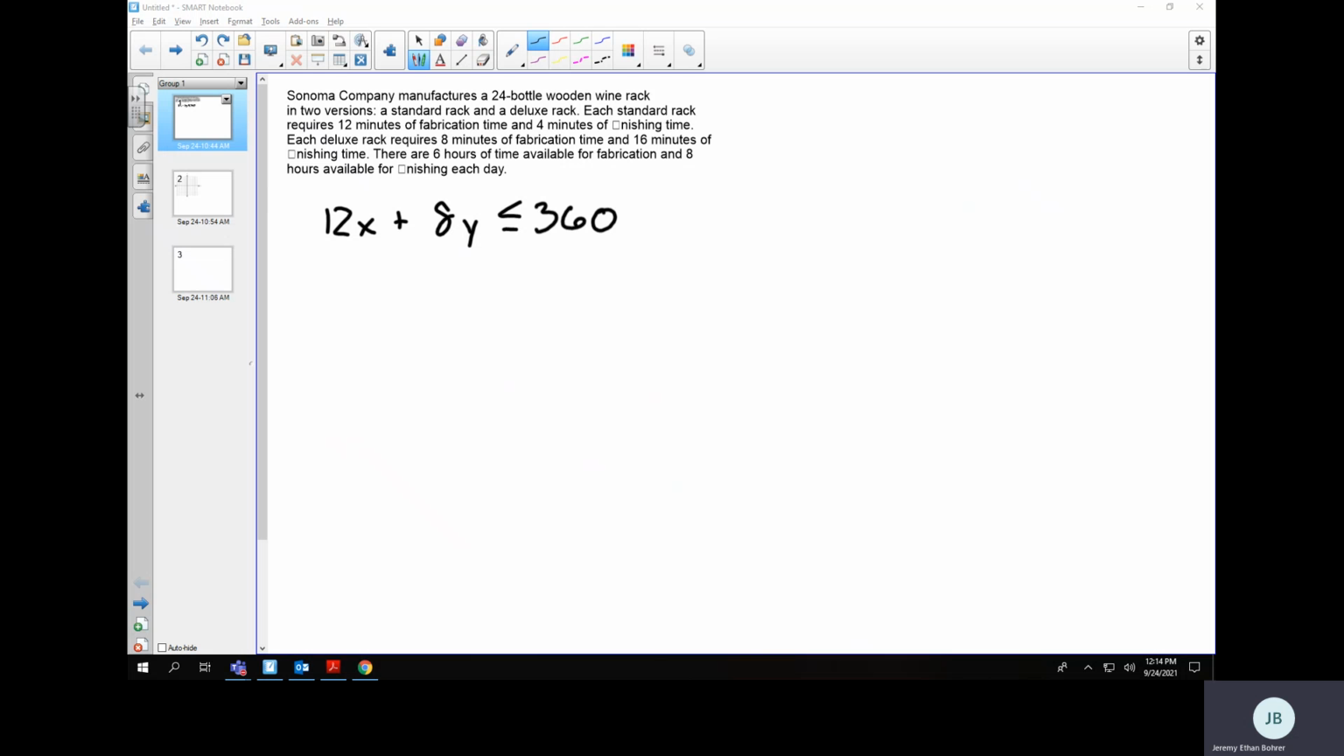There we go. Now, for our finishing time, we know that our standard rack takes 4 minutes and our deluxe rack takes 16 minutes. And that's got to be less than or equal to 8 hours, which is 480 minutes. So these are the inequalities that we need to graph. And that's our next step.